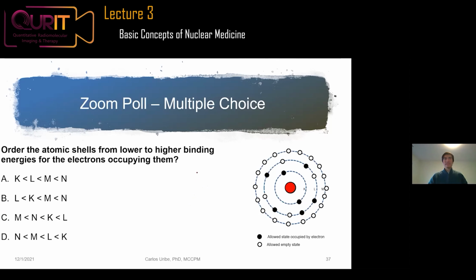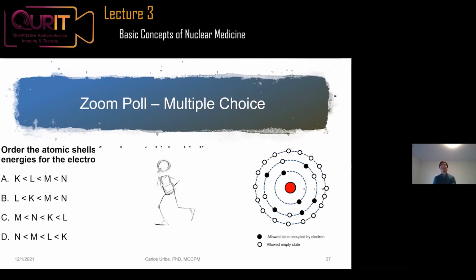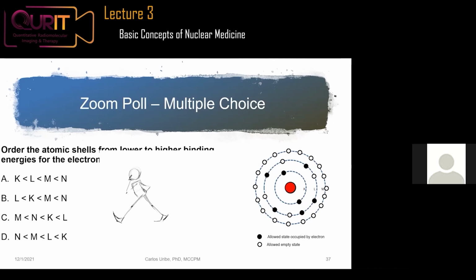So let's look at this one. Order the atomic shells from lower to higher binding energies for the electrons occupying them. So lower energy to higher energy. I'm going to give 5 more seconds. Maybe another 5, I think people are entering.